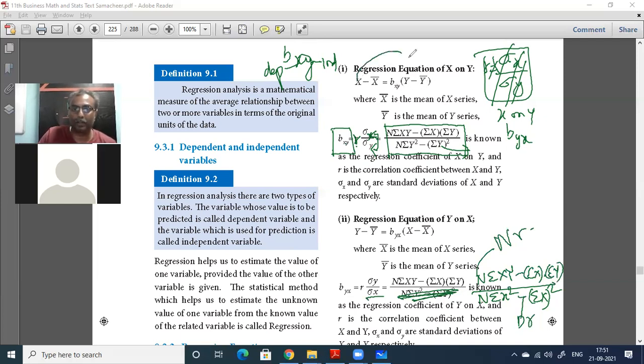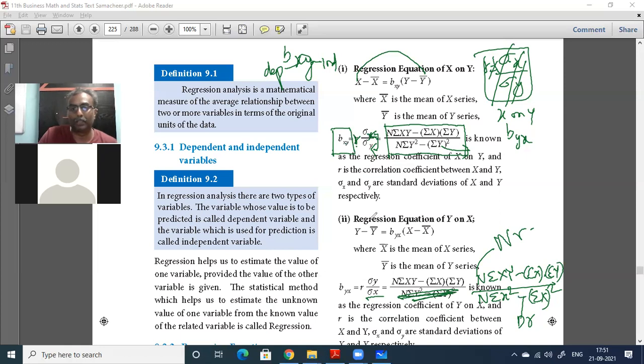So this is x on y. X minus x bar will be on the left, y minus y bar on the right side. Same way, n into sigma y squared minus sigma y the whole squared will be on the bottom. Sigma x will be on the top. Sigma y will be on the bottom.